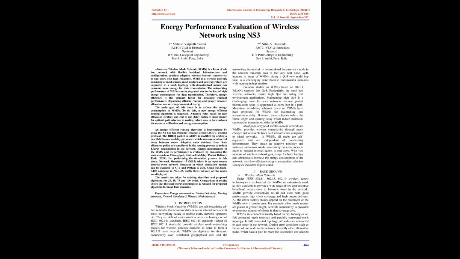An energy-efficient routing algorithm is implemented by using the ad hoc on-demand distance vector, AODV, routing protocol. The RREQ packet in AODV is modified by adding a new field known as the delay parameter, which measures end-to-end delay between nodes. Adaptive rates obtained from the rate allocation policy are considered in the routing process to reduce energy consumption in the network. Energy measurement of the WMN and its performance is evaluated by measuring metrics such as throughput, end-to-end delay, and packet delivery ratio, PDR.